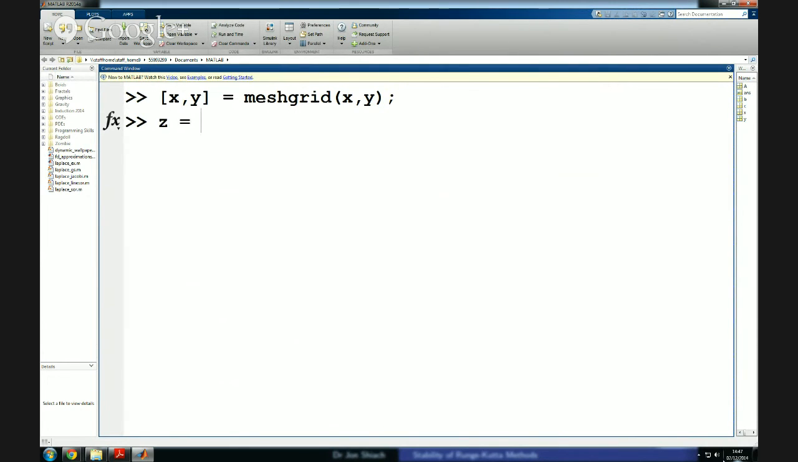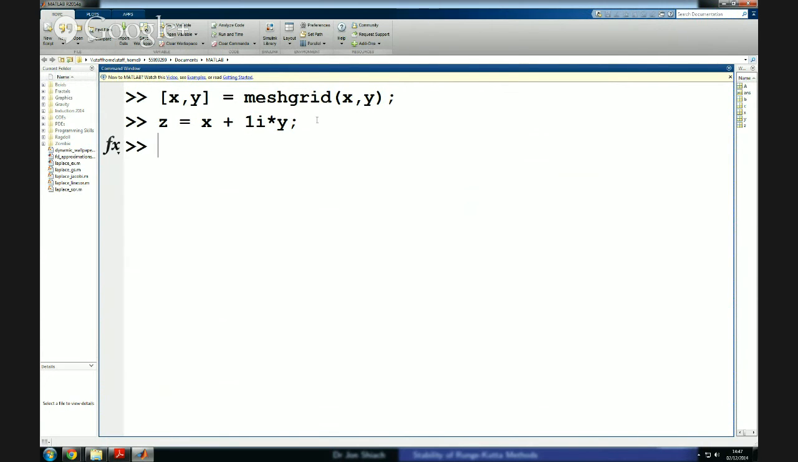Now I put them together, I combine them. X plus 1i times y, that makes z a complex number. So that's my real part. The x is my real part. i times y is my imaginary part. Notice it's 1i. I don't know why, but it seems to get a bit tangled up if you don't put the 1 in front of the i. Okay. So Z is now a matrix of complex numbers.